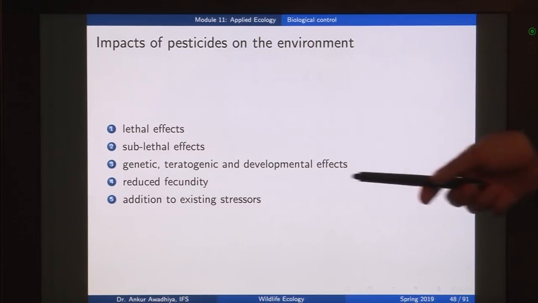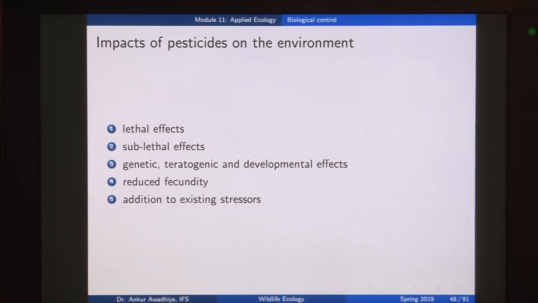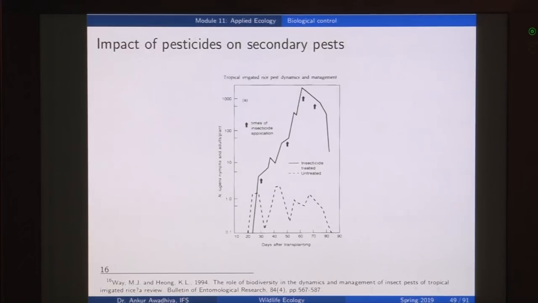And we also have a number of developmental effects, which also come up when the offspring has been produced and is now developing. So, we have had a look at a number of such impacts before as well. There are impacts of a number of chemicals, and pesticides are no exceptions. But then another big factor is that the pesticides also have another set of impacts.